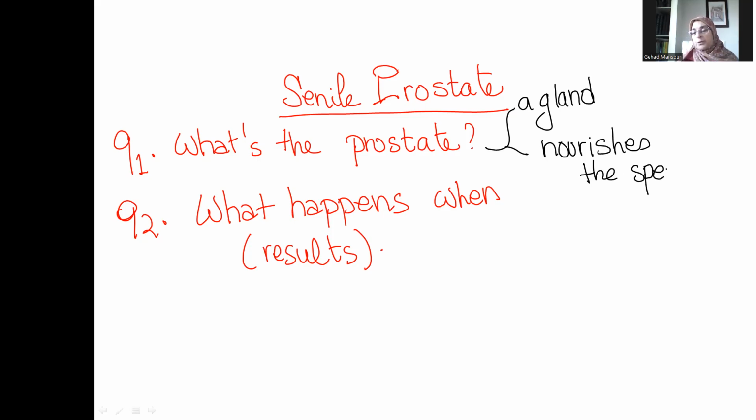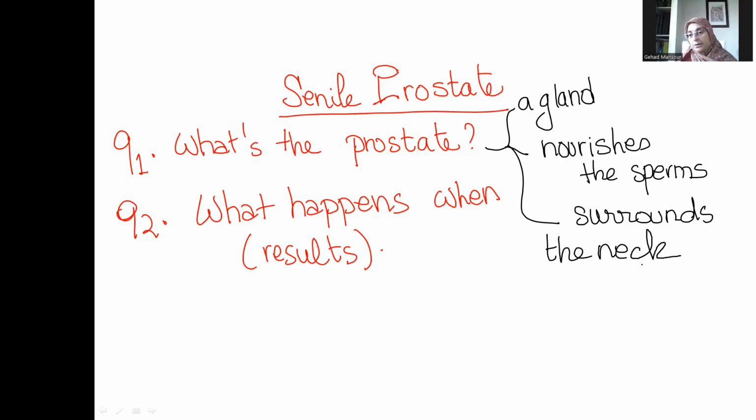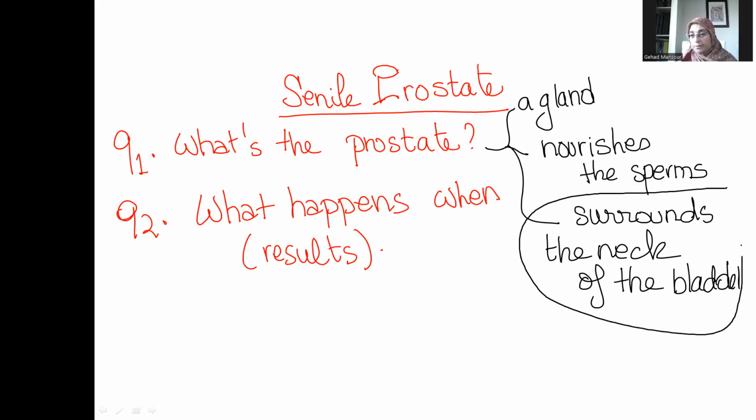But more important than the function is the location of the prostate. The prostate surrounds the base of the bladder, which we call the neck of the bladder. Why is this the most important thing? Because if we look at the bladder from the side, a side view, you will see the prostate surrounding it like this.